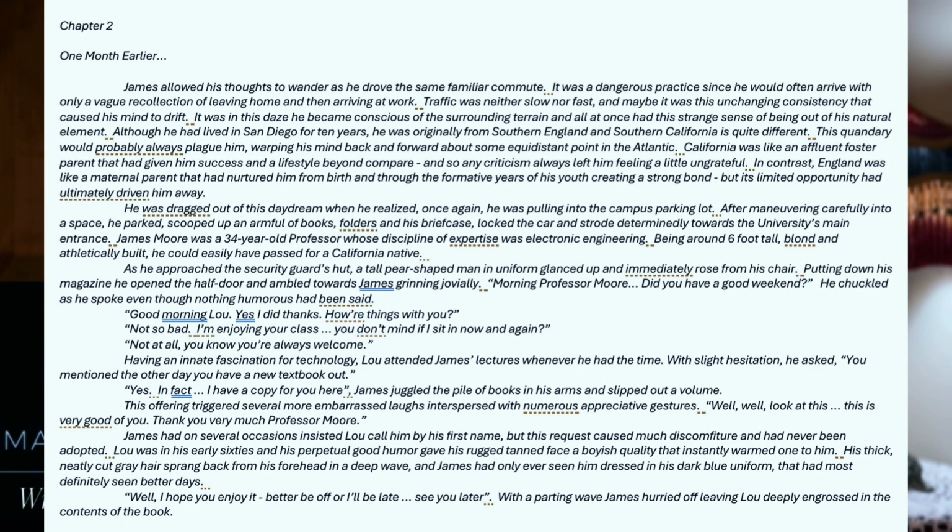James Moore was a 34-year-old professor whose discipline of expertise was electronic engineering. Being around 6 foot tall, blonde, and athletically built, he could easily have passed for a California native. As he approached the security guard's hut, a tall, pear-shaped man in uniform glanced up and immediately rose from his chair. Putting down his magazine, he opened the half door and ambled towards James, grinning jovially.